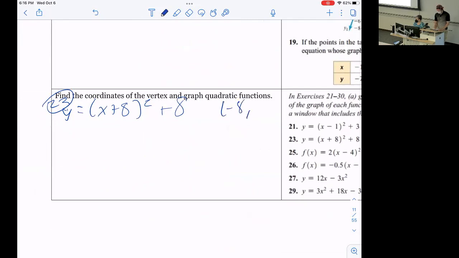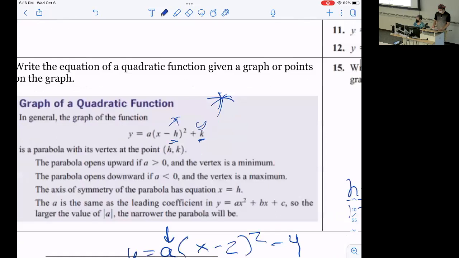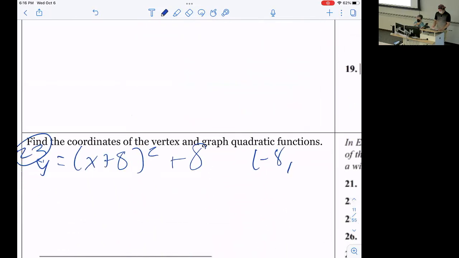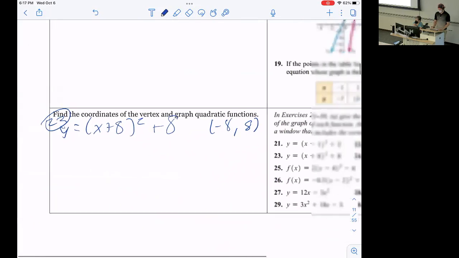Now let's look at our k. It says plus up here, plus k. We still have our plus over here, so that's still going to be our +8, so our signs did not change. So our vertex is going to be (-8, 8).